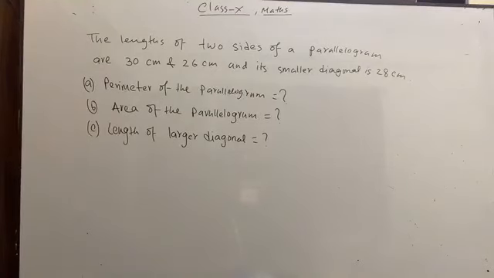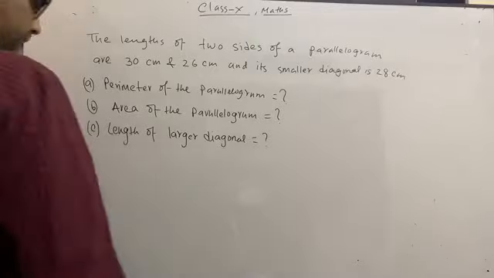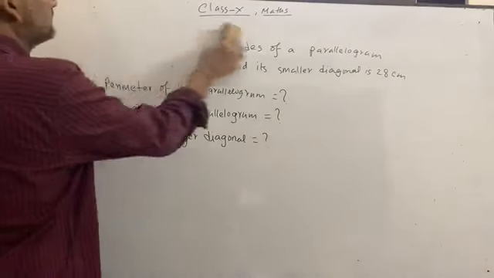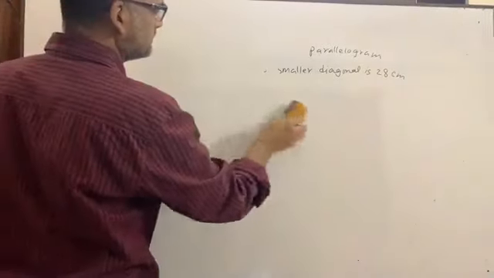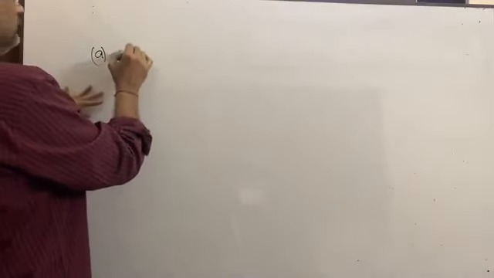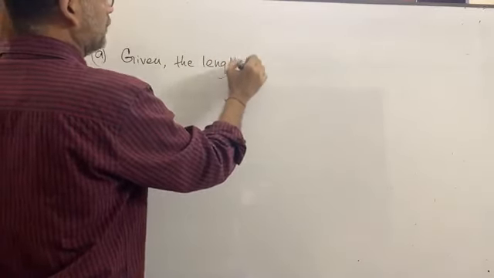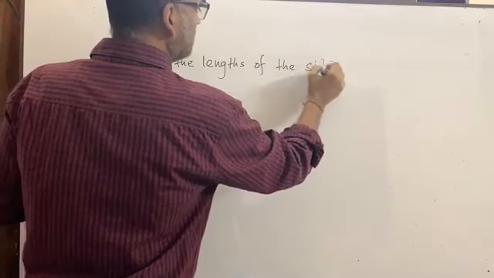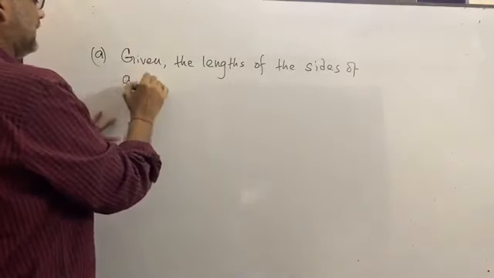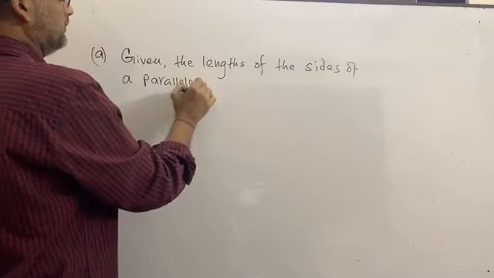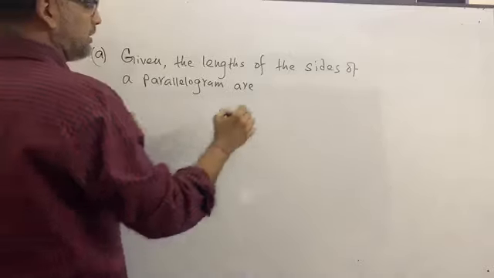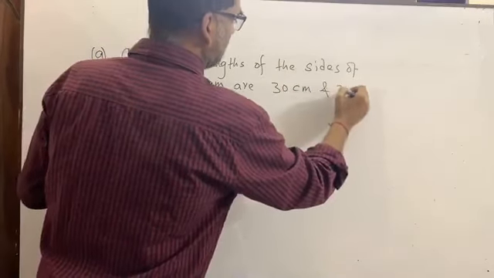Have you copied? Question number A. Write down, given the lengths of the sides of a parallelogram are 30 centimeter and 26 centimeter.